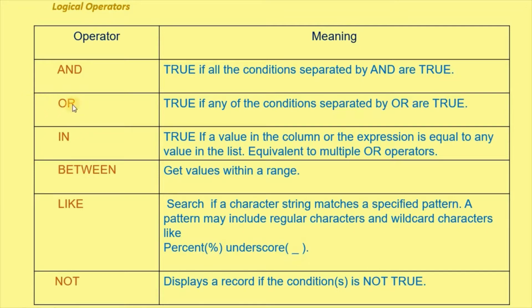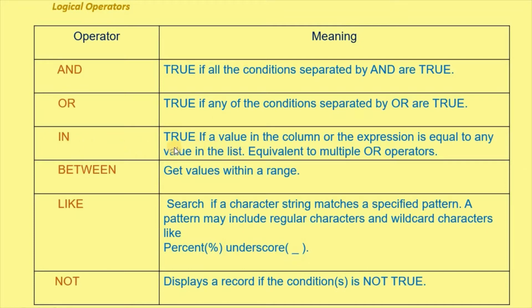Second, the OR operator returns true if any of the conditions separated by OR are true. Suppose we have two conditions separated by OR. If both the conditions are true, we will get a result. And if one condition is false and one condition is true, then we will get a result. So at least one condition must be true in case of the OR operator for getting the result.